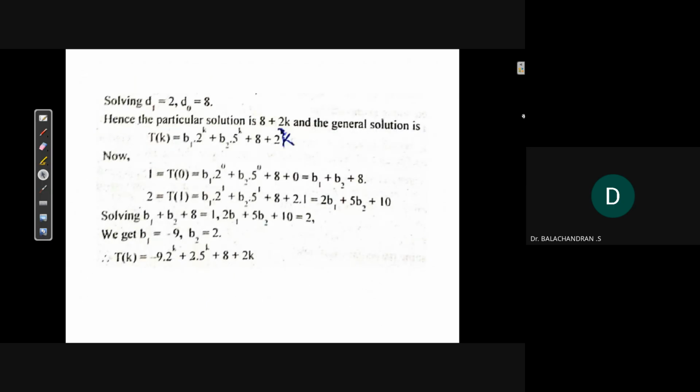So I think, yes, b1 into 2 power k plus b2 into 2 power k plus 8 plus 2k. Still we need to find b1, b2. So I will leave that part to you. So how to find b1, b2?